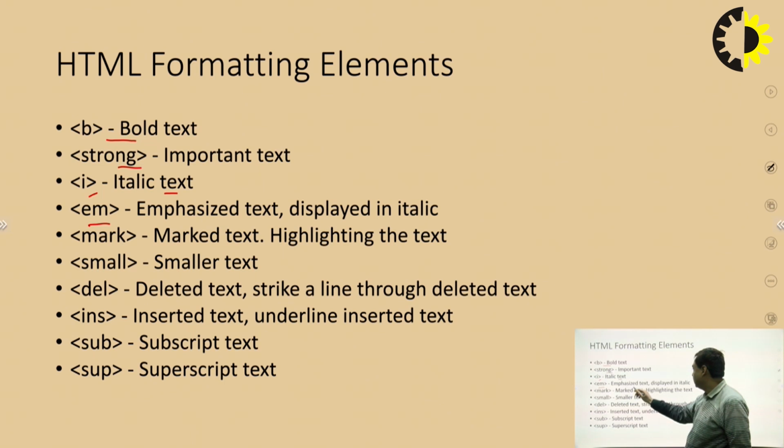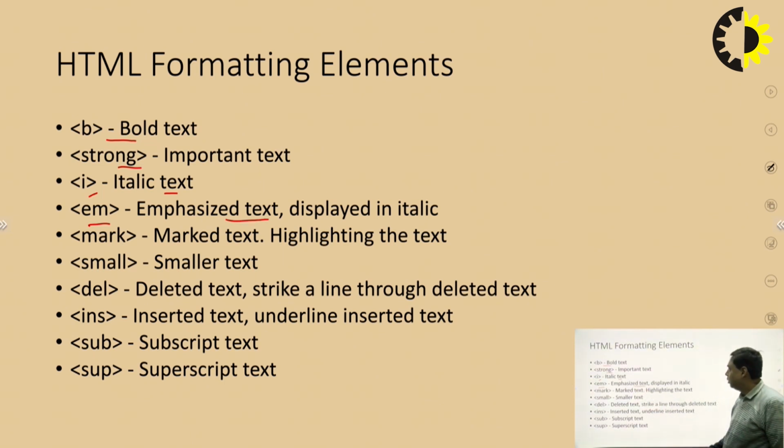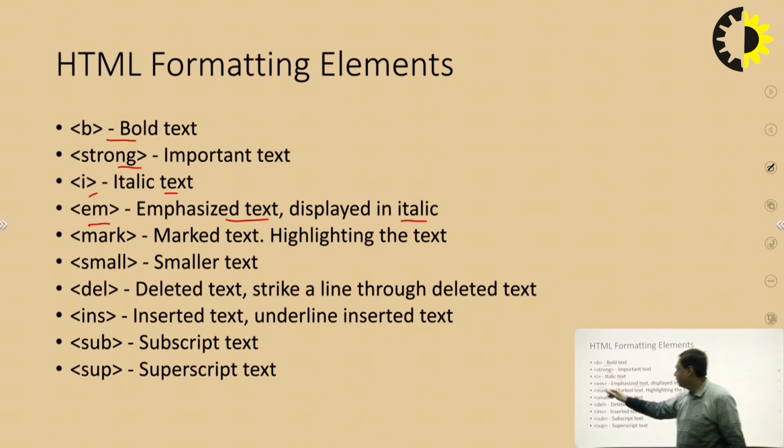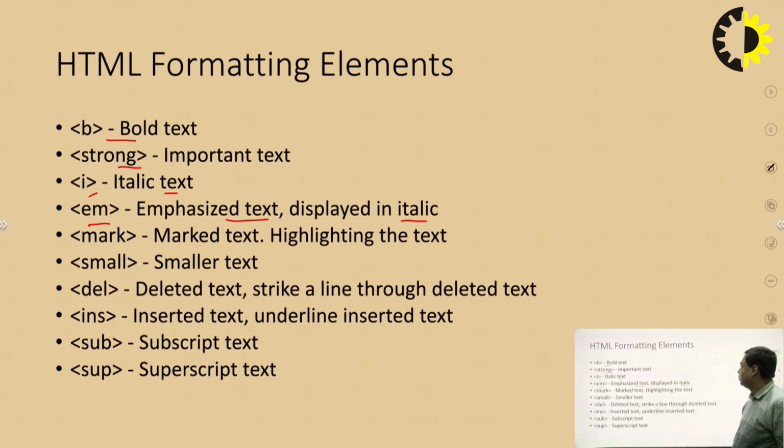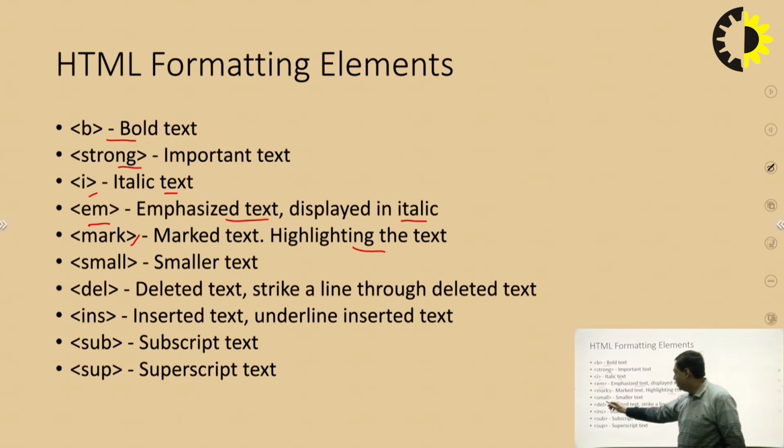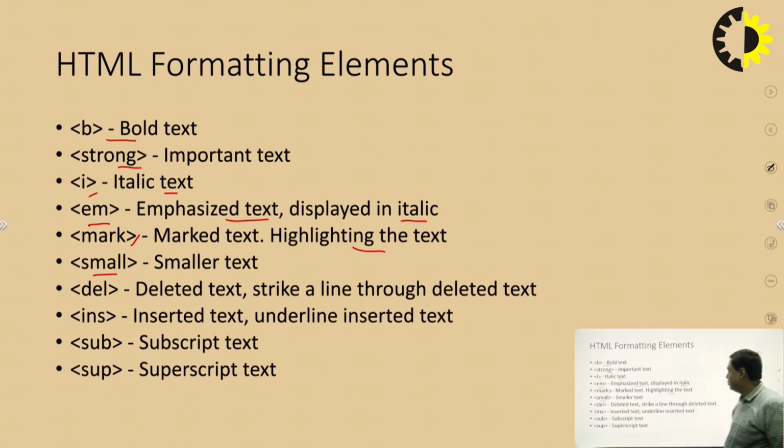In the EM tag, the text will be emphasized with a somewhat darker color, and it will be displayed in italics. So there is some difference between I and EM when you apply them to text. Now if you want to highlight some text, we can use the mark tag. And if you want to display text a little bit smaller than the normal text size, we can use the small tag here.